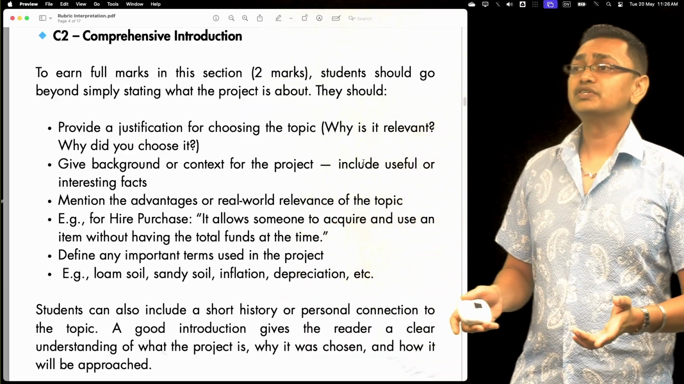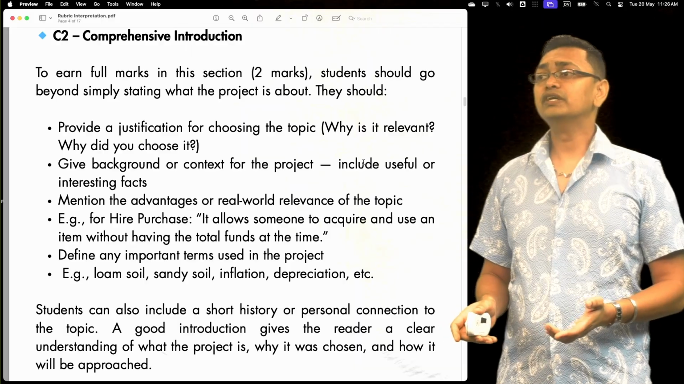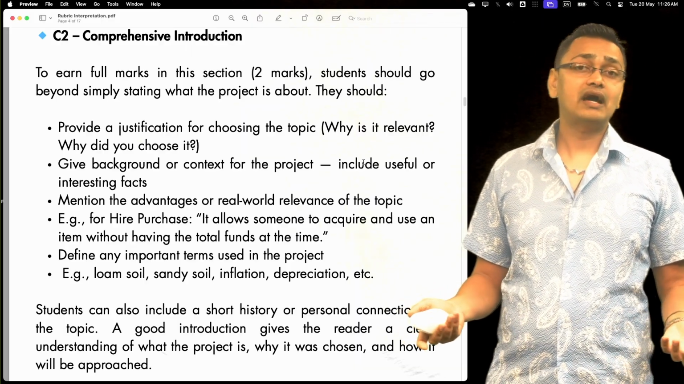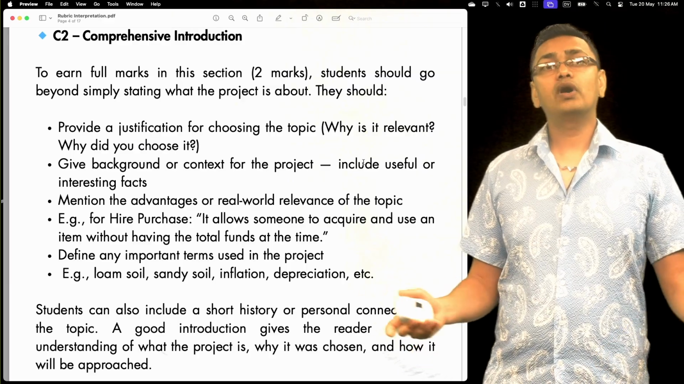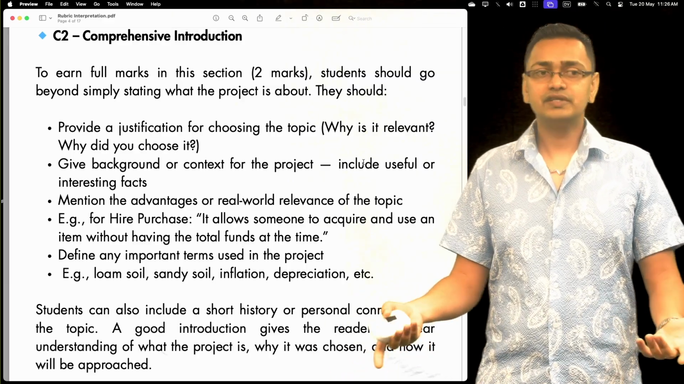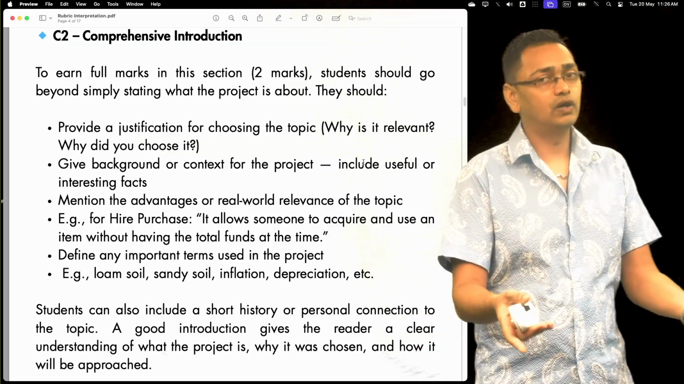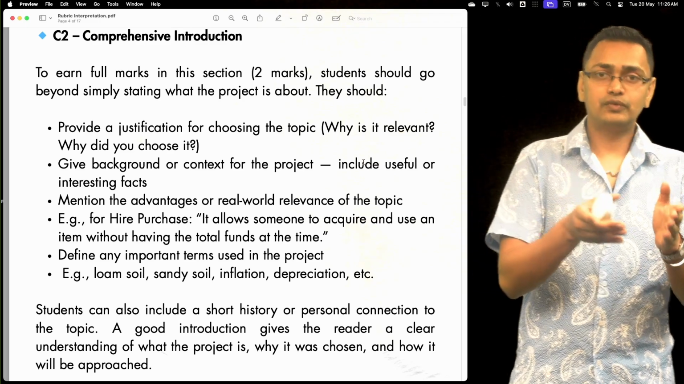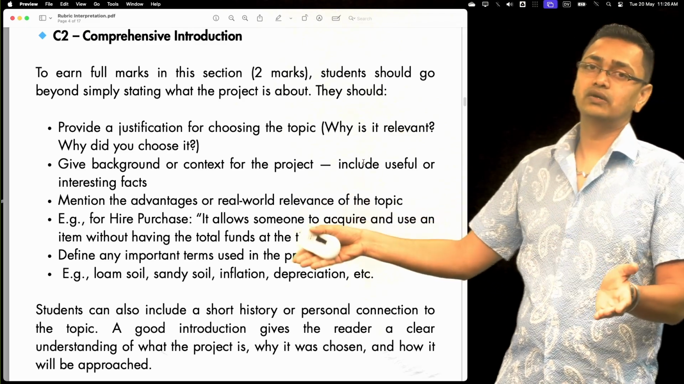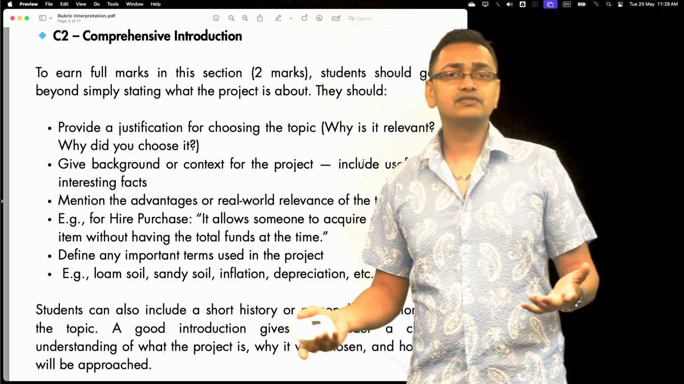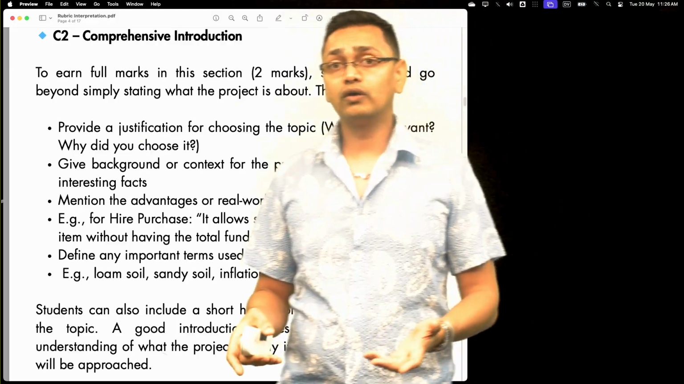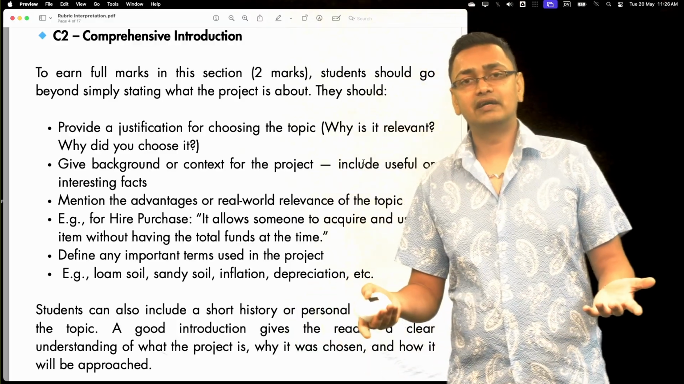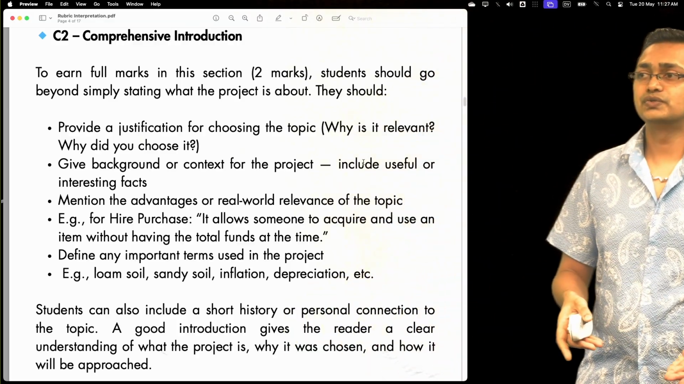You can also mention advantages or real world relevance to the topic. For example, hire purchase is a common one. Why would somebody choose hire purchase? Obviously because you don't have the cash right now and you'd like to use the equipment or the item right now and pay for it eventually. Disadvantages of hire purchase, it's obviously more expensive in the long run because you end up paying more cash for it. However, the advantage is you have it right now to use.